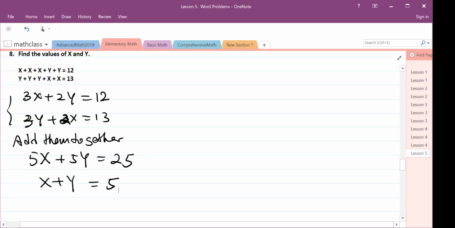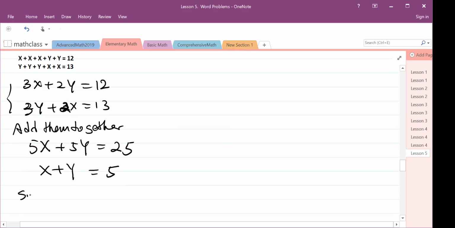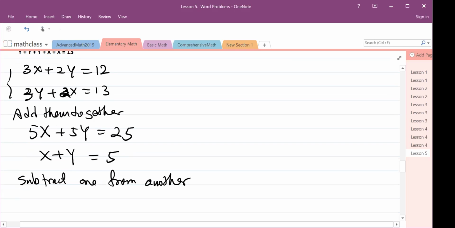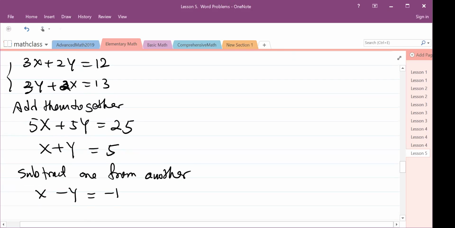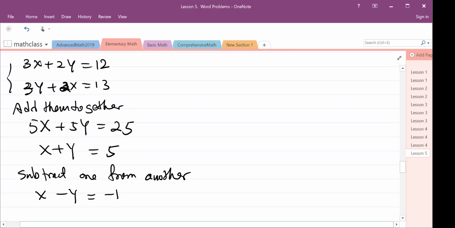Can you figure out x? Well, you can guess and try, but I don't want you to guess and try. I can do the subtraction, subtract one from another, and you can see what you get. 3x minus 2x is just x. 2y minus 3y would be minus y. Did you do negative numbers before? 12 minus 13 is negative one. Have you studied this? Not yet? Okay, if it's not yet, I'm not going to use this subtraction.